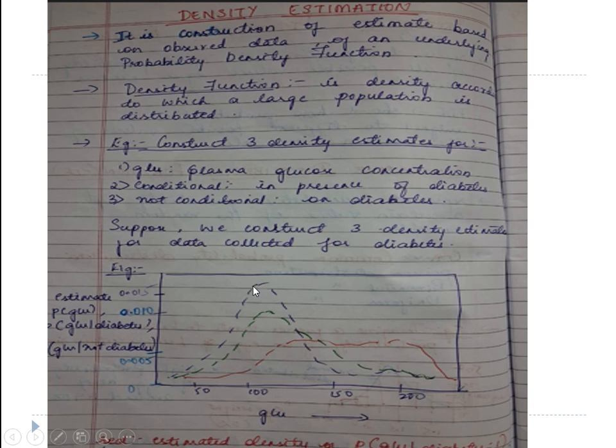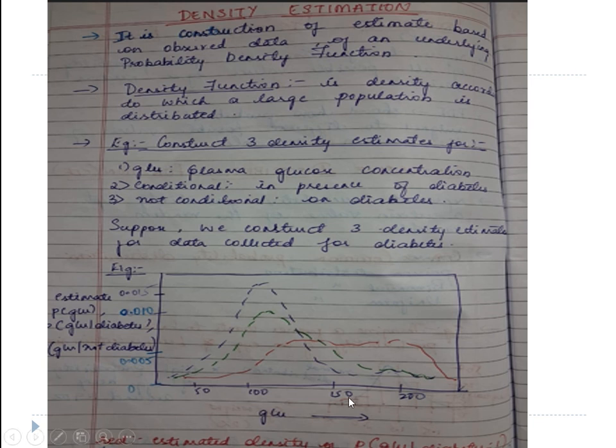That means diabetes is present, and this shows the amount of glucose given the condition that diabetes is 1. The green dotted line here shows the estimated density of the probability of glucose, and this red dotted line indicates the estimated density of the probability of glucose when diabetes is 0.